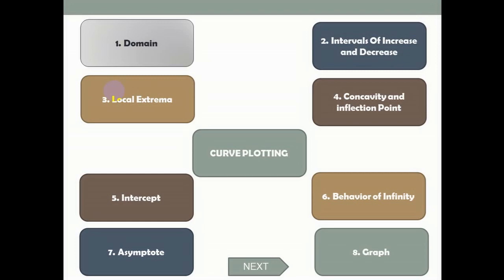How about concavity and inflection point? Concavity uses the second derivative. After you get the second derivative, you need to know whether the concavity is up or down. When concavity changes from up to down, there is an inflection point. But if the concavity stays the same, it is not an inflection point, everyone. The fifth is intercept, just let x equal 0. The sixth is behavior at infinity, which is closely related to the degree rules. The seventh is asymptote. The last is graph.